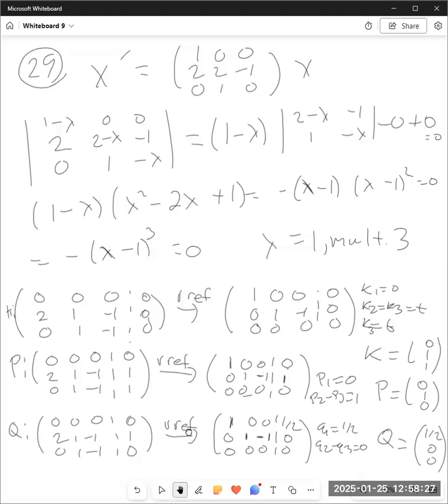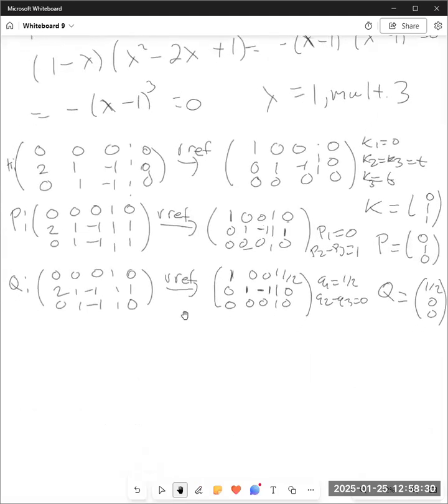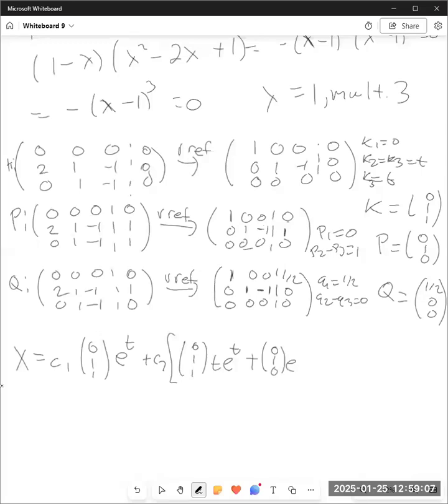So let's go ahead and set up our solution now that we have our K, P, and Q. X is equal to C1, and then K, 0, 1, 1, e to the lambda t, so it's 1t, plus C2, bracket, and then we're going to have K, t, e to the lambda t, plus P, e to the lambda t, plus C3.